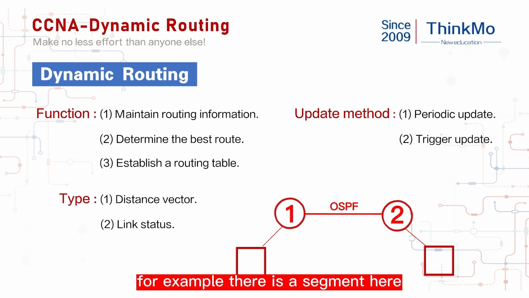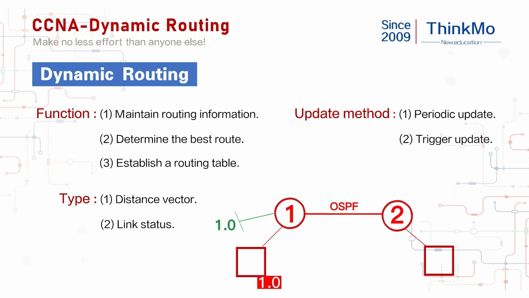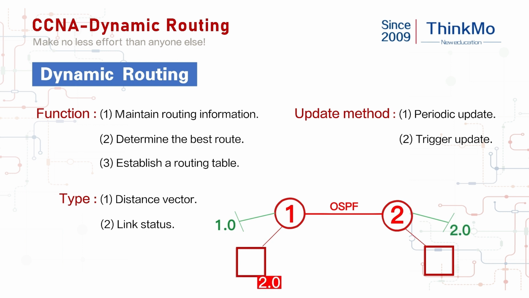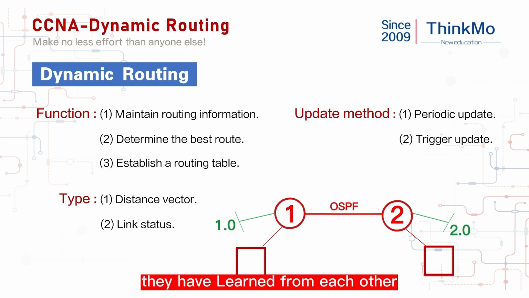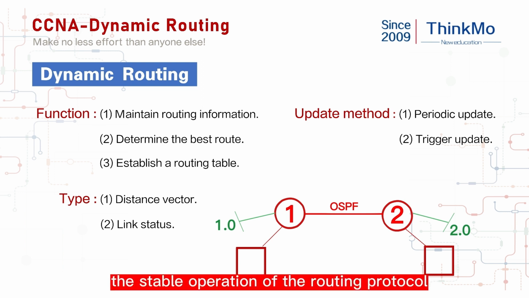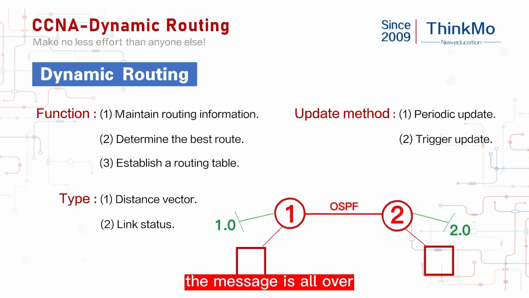For example, there is a segment here, 1.0. There is also a segment here, 2.0. They have learned from each other. R2 can go to 1.0. R1 can also go to 2.0. After learning, it is equivalent to the stable operation of the routing protocol. The message is all over.